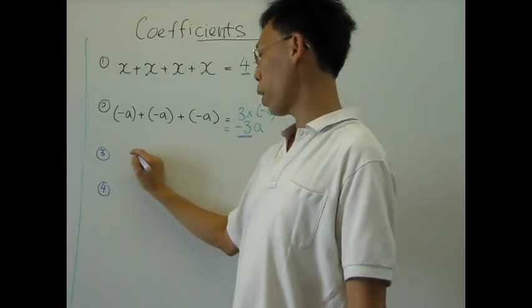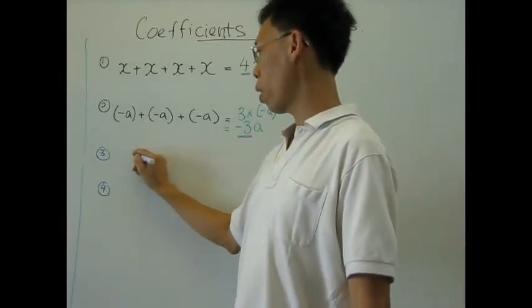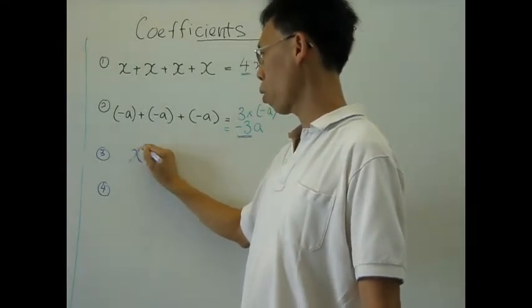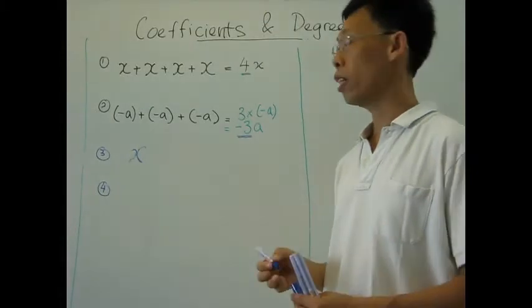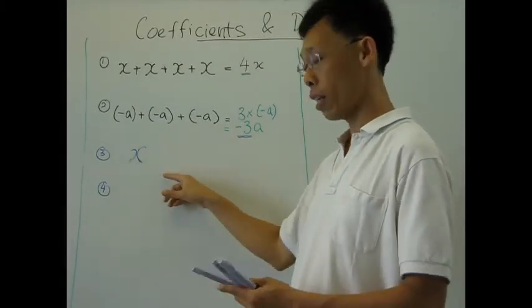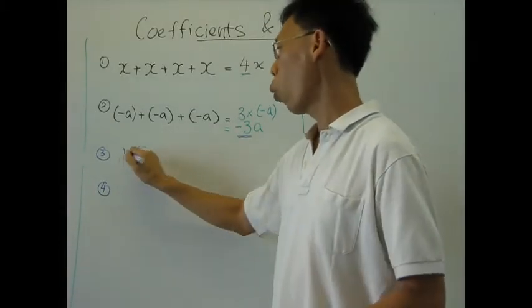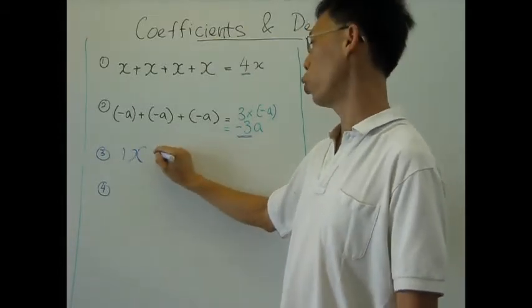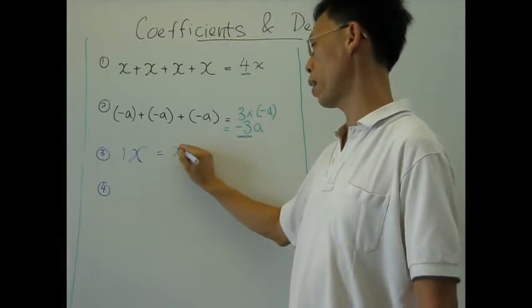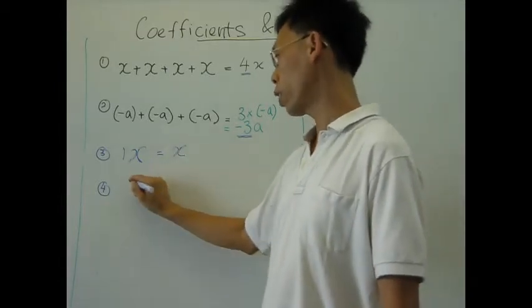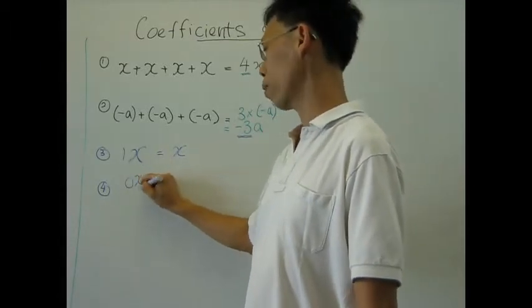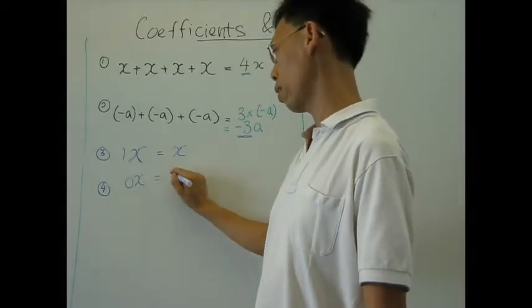You also have sometimes x written just like this, just x. Here, basically the coefficient is 1 times x. Usually, 1 times x, we don't write 1 as the coefficient. We just write x by itself. And obviously, you can also have 0 as a coefficient. 0x is usually written as just 0.